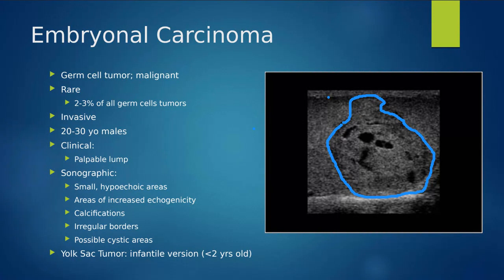Again, we're looking at our clinical history here. We're looking at the patient's age. We're looking at their symptoms. Now, if this is something that we see in a child who is younger than 2 years old, this is the infantile version, and that is what we call a yolk sac tumor. So again, we're aware of our patient's age and their clinical history with this. We're not going to call it a yolk sac tumor if the patient is 15, right? We're going to call it an embryonal carcinoma.